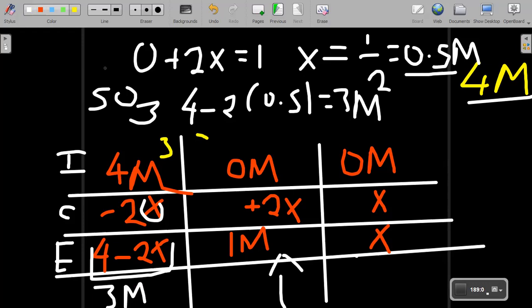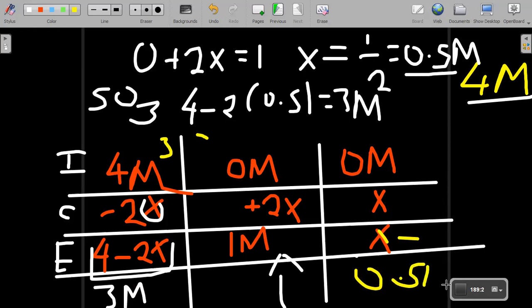Moving on to the last part, what do we expect to be our concentration? You just expect it to be equivalent to x because we just have x here. So therefore it's going to be 0.5 molar concentration.